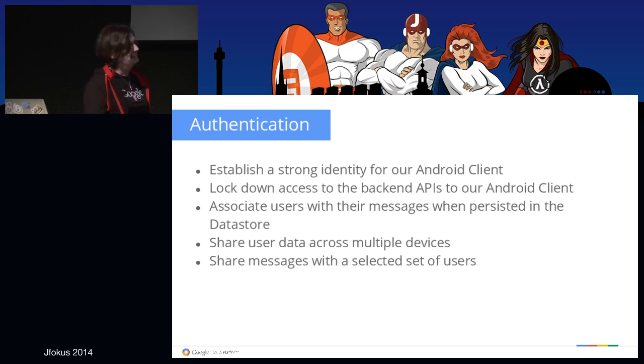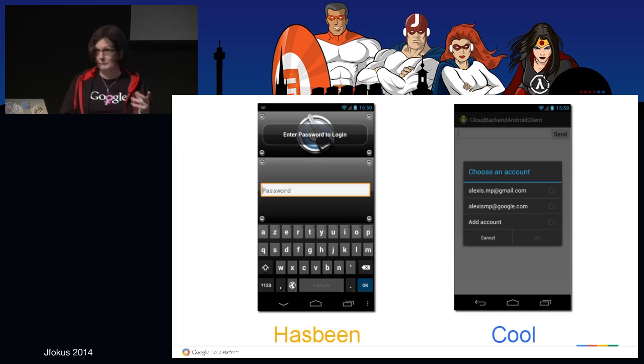So authentication gives us several benefits. The first, it allows us to establish a very strong identity for our Android client. Next, it also allows us to lock down access to our APIs to specific clients. It also allows us to associate users with their data, with their messages and such, when they're persisted. And it also allows us to share user data across multiple devices. So when a user goes from one device to another, they can see the same state. It also allows us to share messages with one user or with multiple users, selected sets of users.